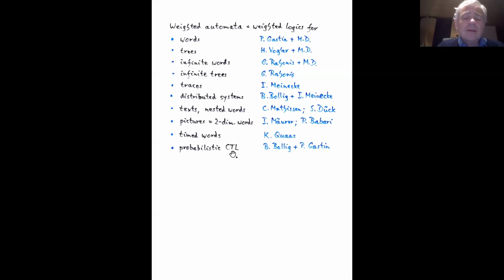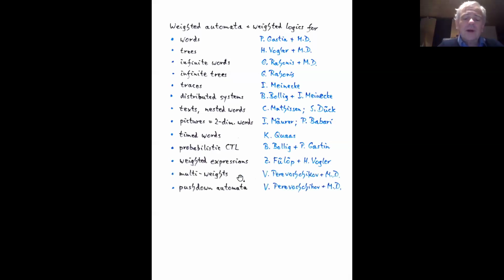Karen Quaas did this. Several people have looked at probabilistic CTL, and Bollig and Gastin showed that probabilistic CTL can be embedded into weighted logic. So if you like probabilistic CTL, then you can also phrase this in weighted logic. Weighted expressions are another formalism. It was done by Zoltán Fülöp and Heiko Vogler. One can look at multi-weights. So one might not only have a cost for an action in a system, you might also gain something. So you have a win and a cost. And on a longer path, you would ask yourself, what's my total win and what's my total cost? And then you take the quotient.